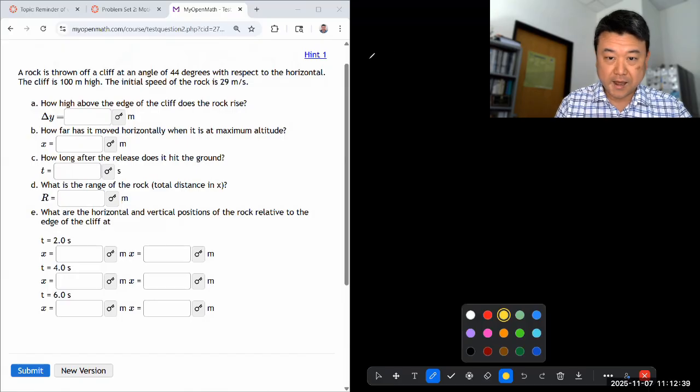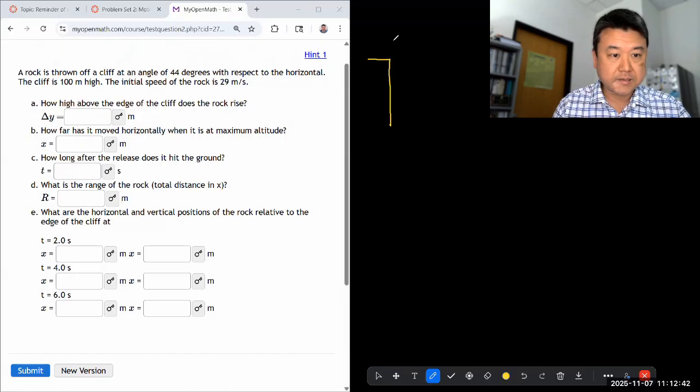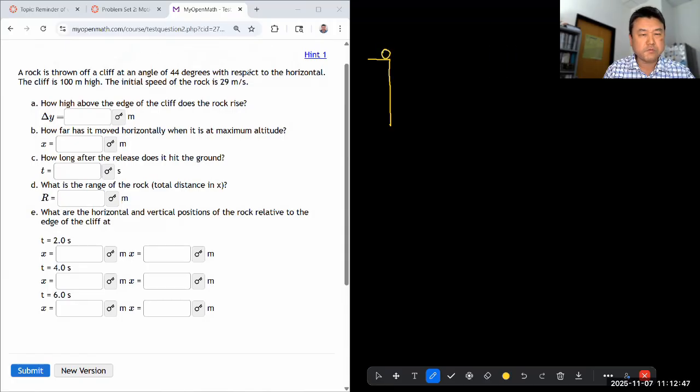It sounds like I have a cliff, and it says a rock is thrown off the cliff at an angle of 44 degrees with respect to the horizontal. I'm going to assume it's 44 degrees above, and I'll label it theta. The cliff is some height, 100 meters, capital H. The initial speed of the rock is given, 25 meters per second. All right. How high above the edge of the cliff does the rock rise?